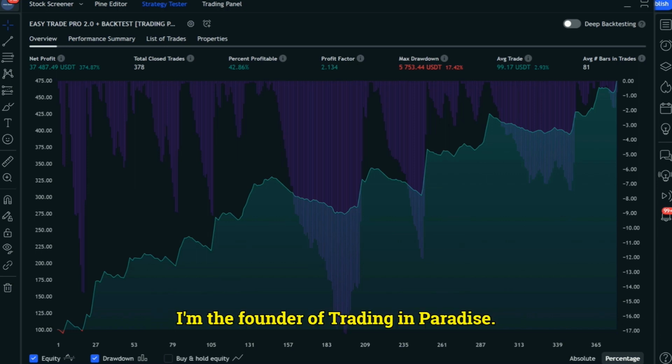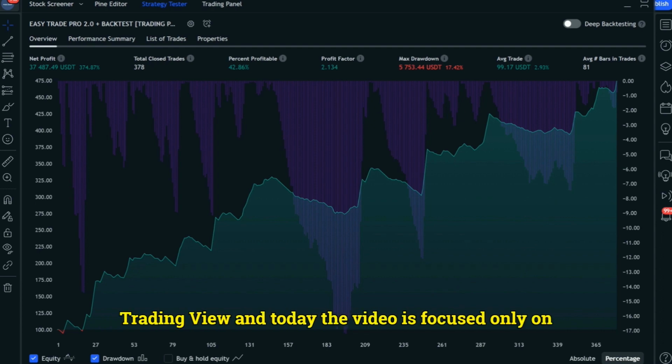I'm the founder of Trading Paradise. We are a small company that develops trading indicators for TradingView. The majority of our indicators are free and open source, so many traders are using them. But today we're going to review our most popular trading indicator, which is invite only. The name is Easy Trade Pro. You can find it on TradingView.